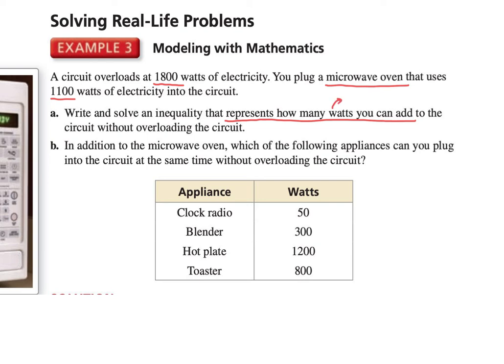And you could have picked any letter. I'm going to pick W for watts, okay? So W is going to represent the amount of watts you can add. Okay? Now, W plus 1,100 needs to be less than 1,800. Okay? How on earth did Mr. Yurko come up with that?